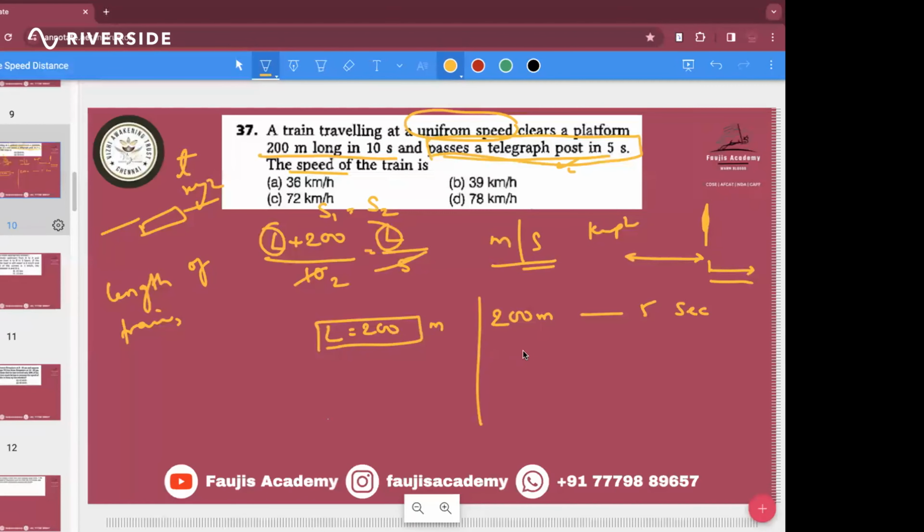Sir, sorry to interrupt, sir. How did we get that the length of the train is 200 meters, sir? Yes, yes.